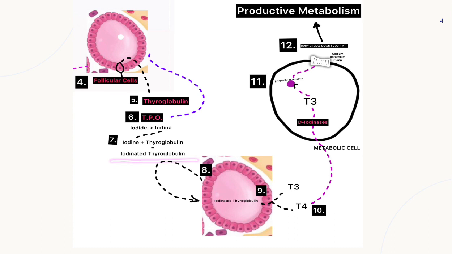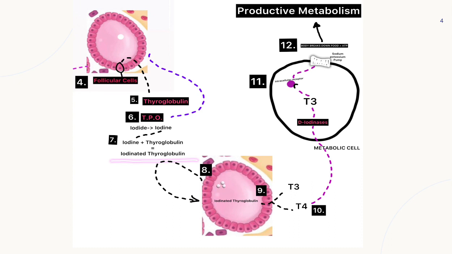So in order for the body to actually use this T3 and T4, it has to find a way to pull T3, T4 out of the iodinated thyroglobulin. So here is the process that the body's going to use. So for simplicity, stage 8 is the same cell that we see in stage 4. Here at stage 8, located within the cell are proteolytic enzymes.